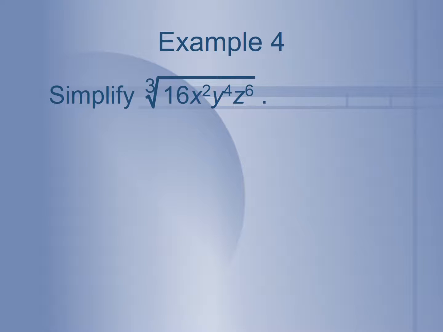So before we talk about how we lost that absolute value, let's do another example. This is the cube root of 16x squared y to the 4th z to the 6th. Since this is an odd root, we do not have to worry about absolute values.